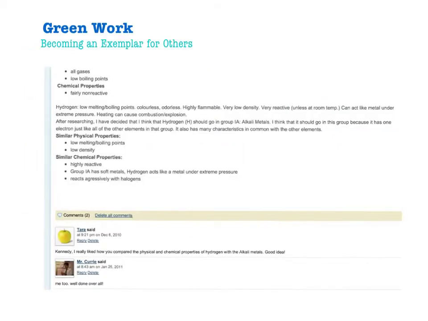Green work is where they start to become an exemplar for others. So here's a student, and this is just the bottom end of her assignment. Same assignment, but you'll see the first comment wasn't even mine. Other students are going to this student for information and ideas, and they're commenting on the work that's done. And what's great about this is it's starting to share, and being able to share and publish in science is such a fundamental attitude and idea for pushing these kids forward in the realm of science.